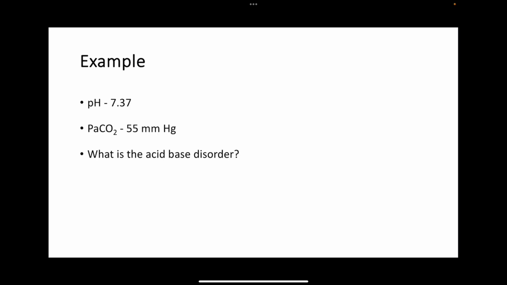So let us see an example. So here pH is 7.37, PaCO2 is 55. So here pH is normal. Next we see the change in PaCO2. Now because the PaCO2 is high, it is a respiratory acidosis. But with respiratory acidosis, the pH should have been low, yet it is normal, which indicates that an additional mechanism that is raising the pH is present, which is metabolic alkalosis. So it is a mixed respiratory acidosis with metabolic alkalosis.